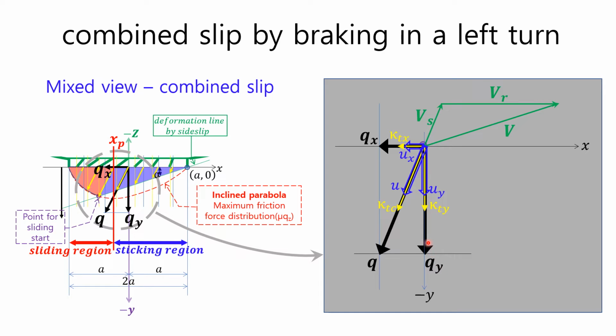Since the side slip angle is defined according to the left-hand rule, the components of combined slip kappa Tc, the combined displacement U, and the combined bristle force Q all have the same sign and appear in the opposite direction to the corresponding components of slip speed Vs.